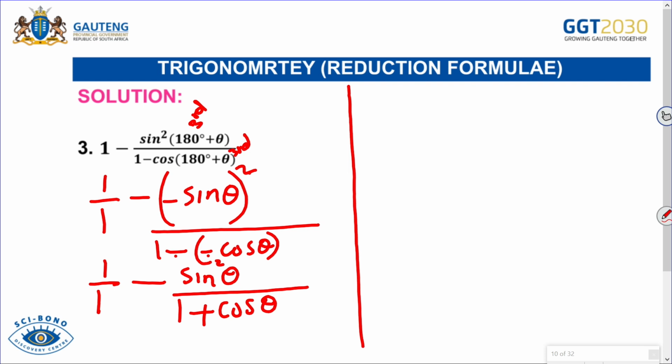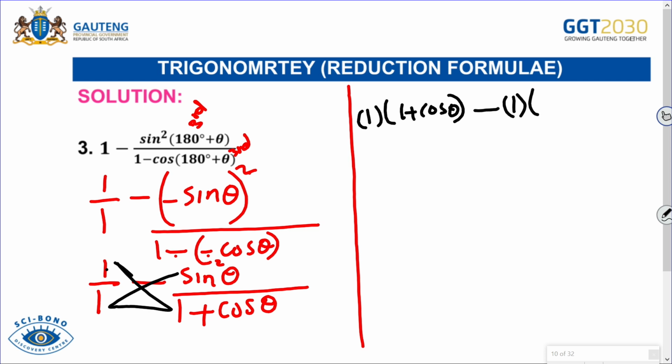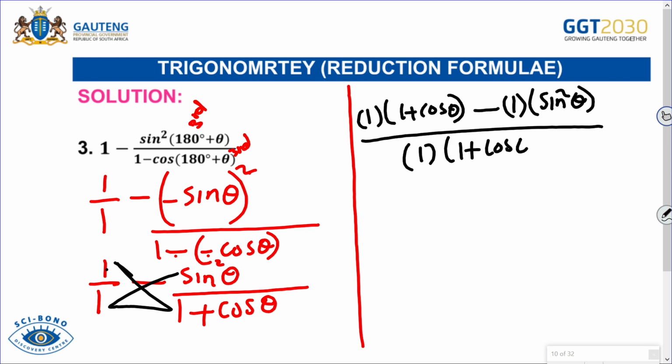Okay, so from there, you're just going to do the scissor method. So you'll multiply this side, you multiply this side, and you multiply this side. If you are subtracting 2 fractions, you need to use your scissor method. So you say that 1 multiplies the 1 plus cos theta. Then you've got minus 1 times the sine squared theta. It's all over 1, which multiplies 1 plus cos theta, right?